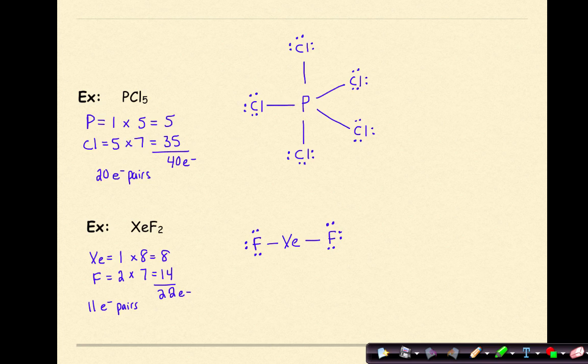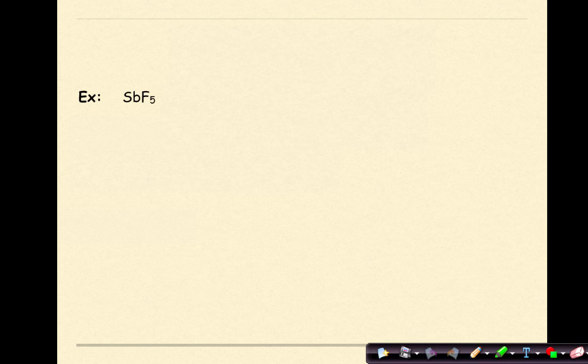Now what I'm going to do is count the number of electron pairs that I've used so far. So 1, 2, 3, 4, 5, 6, 7, 8. I've used 8 electron pairs. I have 3 left over. So what I'm going to do is put 1 here, and 1 on the bottom. So that's a total of 1, 2, 3 lone pairs around the Xe, and that is perfectly normal. And that accounts for the 11 electron pairs that we had to work with for this molecule of XeF2. Let's now look at our last example, SbF5.